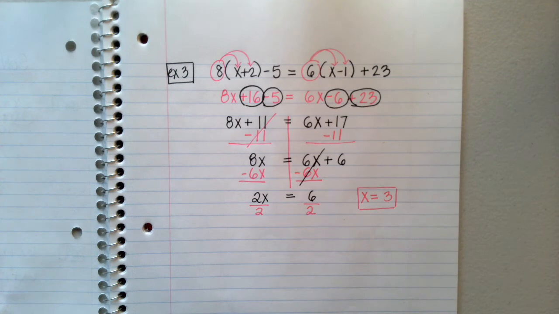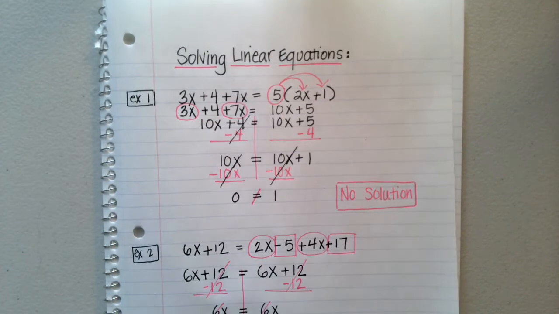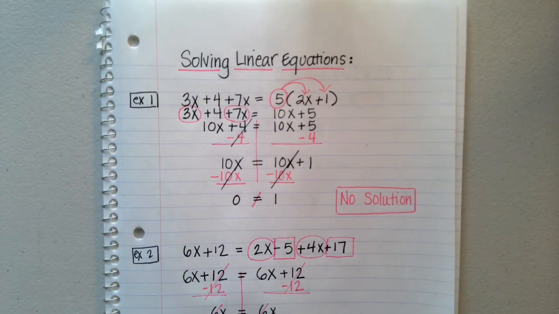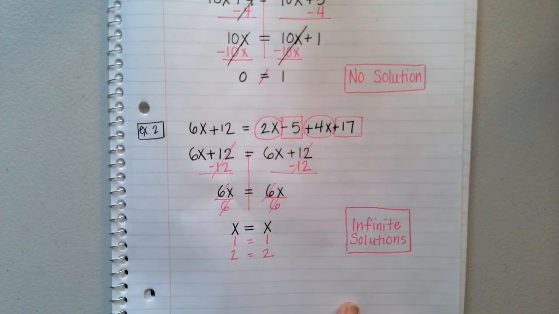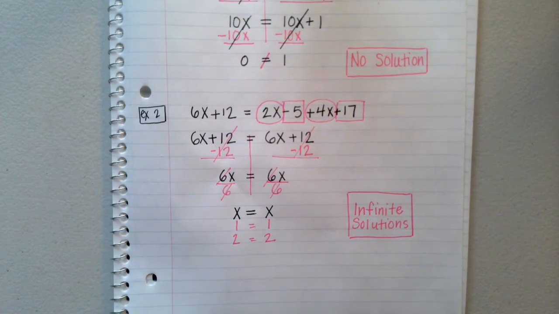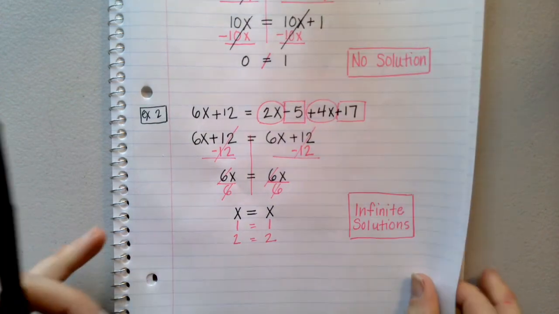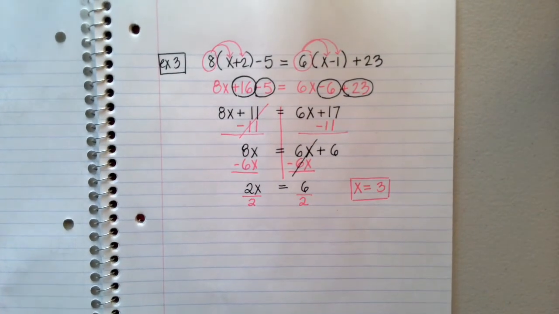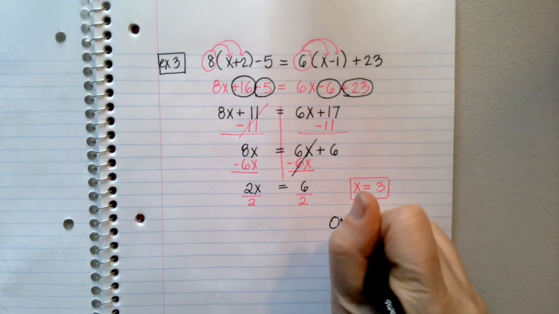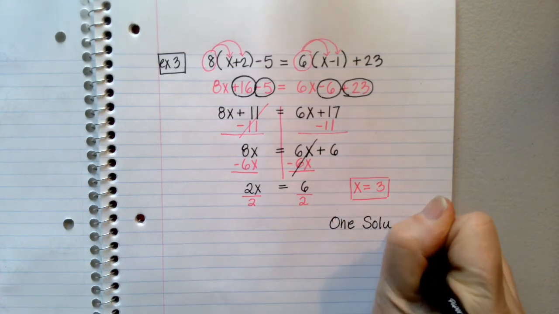So the first type of problem we solved, we ended up with it saying 0 is not equal to 1, right? So no number made that true. The second example we worked on, we found infinite solutions. We ended up with x is equal to x, meaning any number fits. This time when we solved through, we found out that the only number that makes that equation true is when x is equal to 3. So in this case, what this is called is a problem with just one solution.